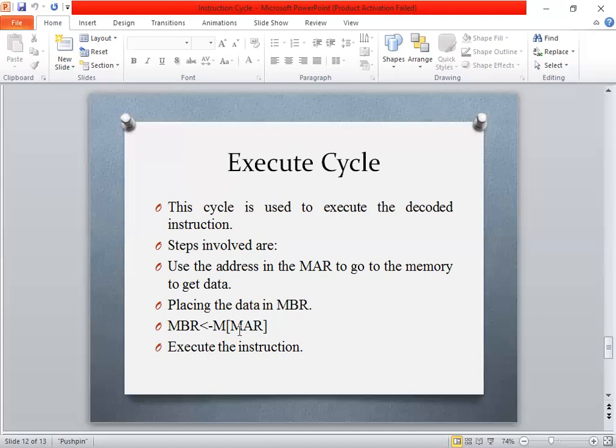The data stored at the location in the memory address register is transferred to the memory buffer register, and the content stored in the memory buffer register is executed. The instruction stored in the memory buffer register is being executed.